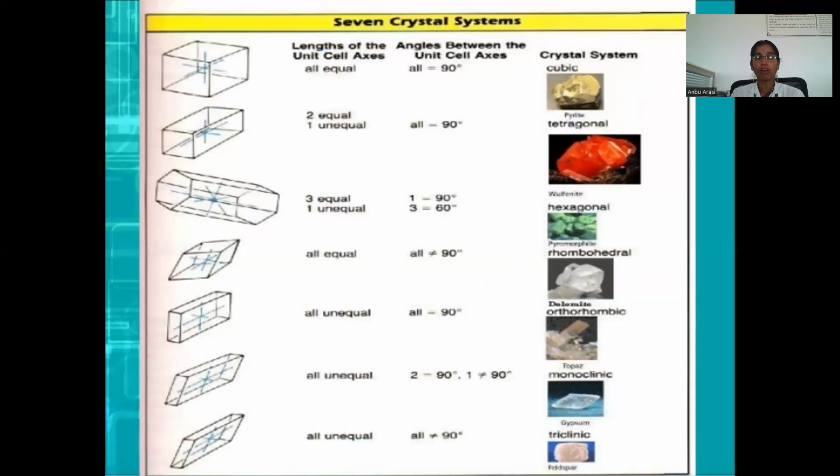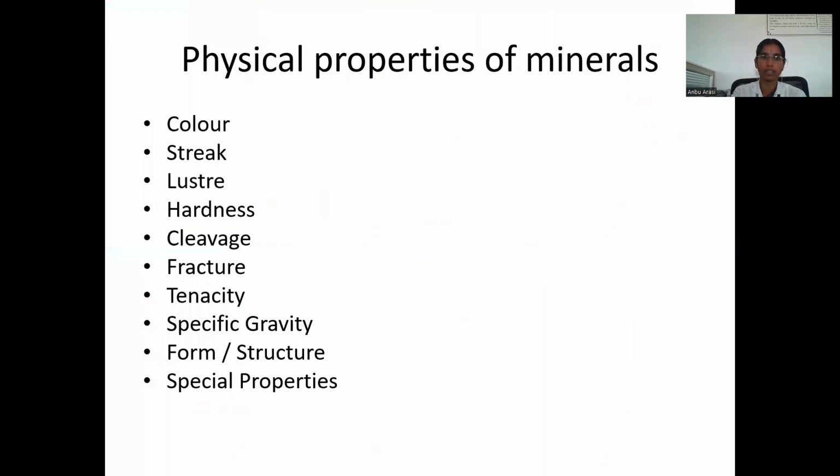Rhombohedral system, all sides are equal, but the angles are not equal to 90 degrees. Orthorhombic system, all sides are unequal and all angles are 90 degrees. And monoclinic system, all sides are unequal and 2 angles are equal to 90 degrees and 1 angle is not equal to 90 degrees. Triclinic system, all axes are unequal and all angles are also not equal to 90 degrees.